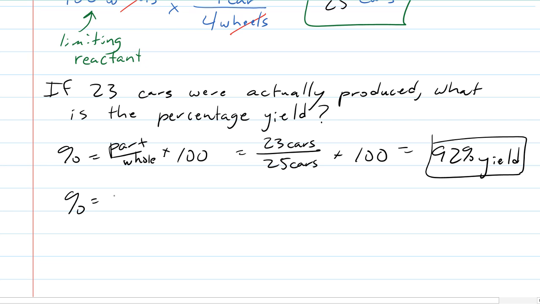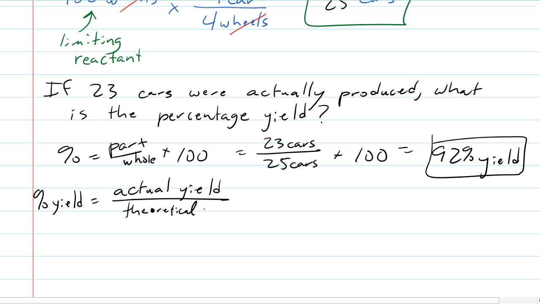Now if we're going to use some chemistry terms for this, instead of part over the whole times 100, here's how we use it with chemistry terms. We would say that the percent yield is equal to the actual yield divided by the theoretical yield, and then this result multiplied by 100.